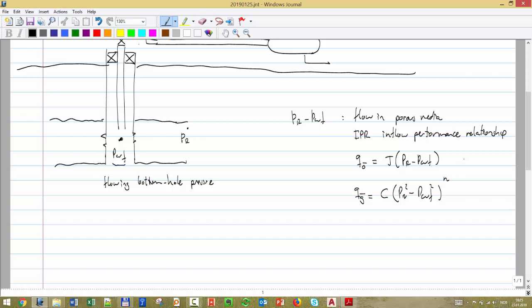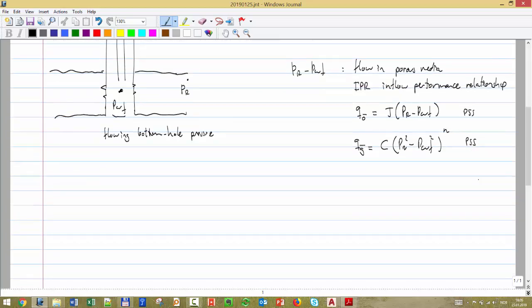These are in PSS, that stands for pseudo steady state. The only effect of depletion is when reservoir pressure is reduced. Time is not in that equation. Now, something that we didn't discuss that is very important is how that equation looks and how that equation is plotted.